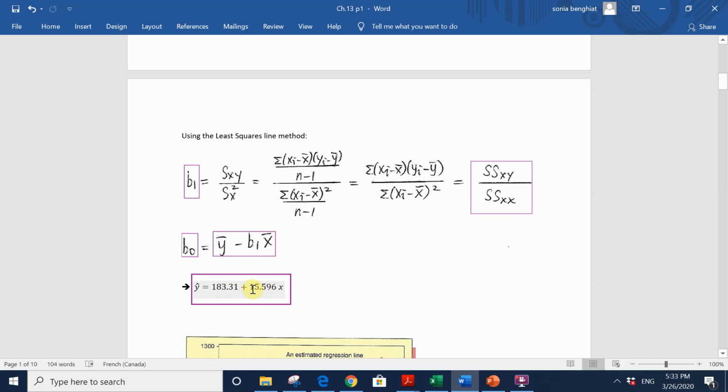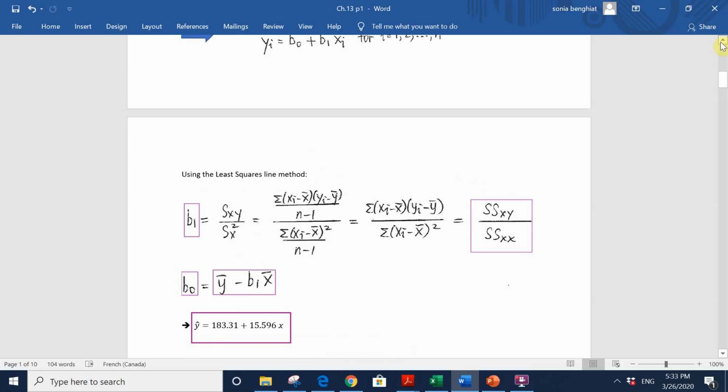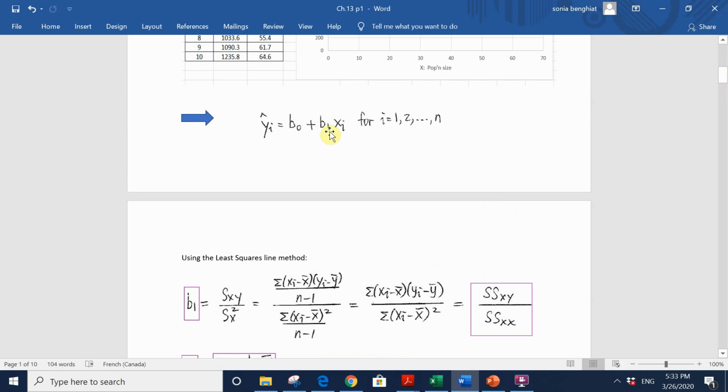Okay, so this is the general form. And so what will happen here is that as I plug in different x values, then I will get different yi hats, as we see in this general form right here.